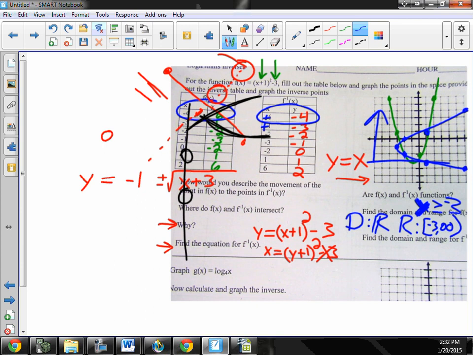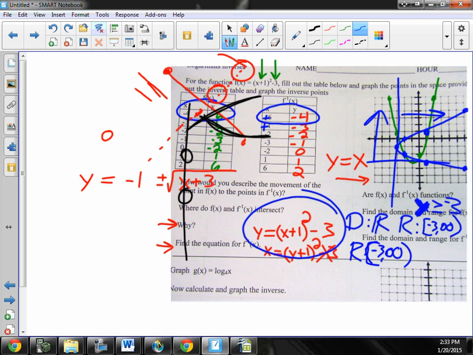Well, here we switched all of the x's into y's and all of the y's into x's, so it only makes sense that the range of f of x will have the same numerical values as the domain of f inverse of x. So I should just be able to switch these. So the range should be -3 to infinity, which on the graph it is. Everything from -3 over.